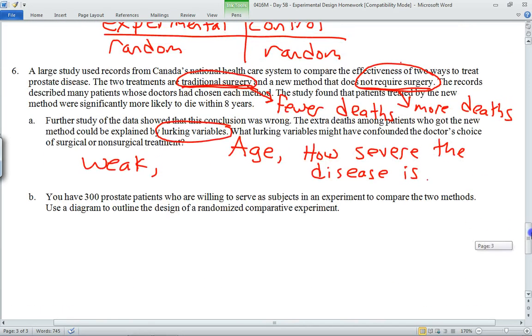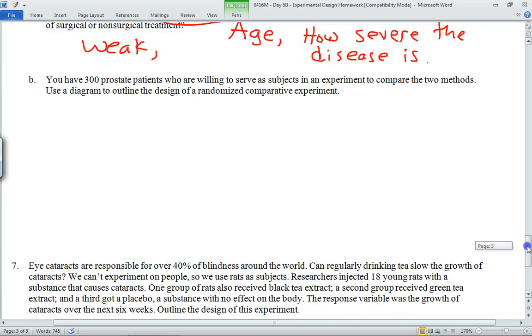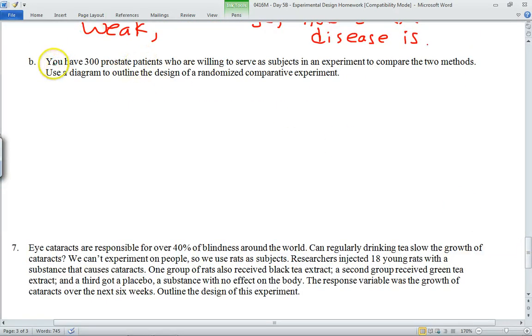Okay, were we supposed to say how we would fix that? No, we were supposed to say it. Okay, let's look at this. You have 300 prostate patients who are willing to serve as subjects in an experiment to compare the two methods. Use a diagram to outline the design of a randomized comparative experiment. So remember the diagram that I showed you guys yesterday. So this is what we need. This is supposed to be randomized, so write this down.